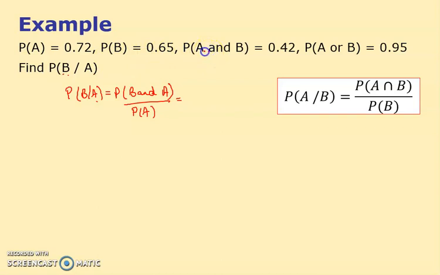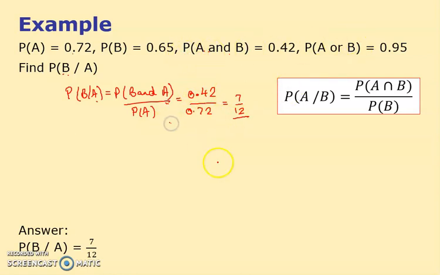I know this is 0.42 divided by the probability of A, which is 0.72. So what is 0.42 divided by 0.72? My calculator says 0.583, or 7/12 if I want it as a fraction, which I probably do. 7/12 is the answer. Notice I got given a load of information. My formula just told me to use two of them.